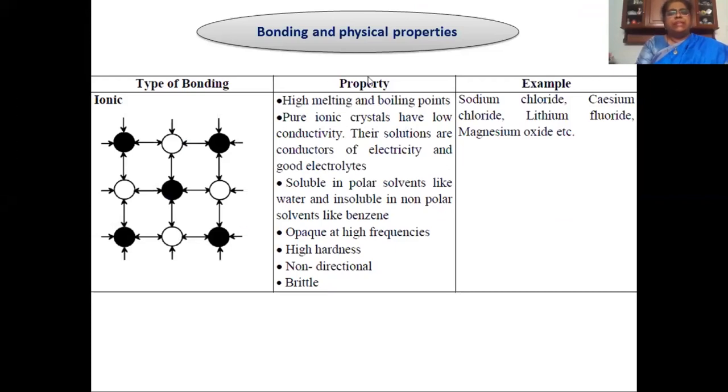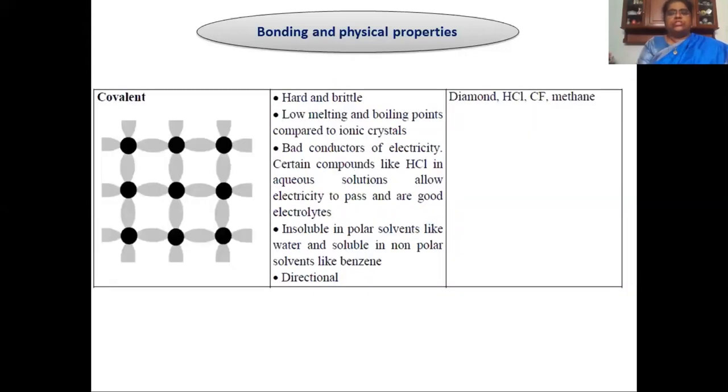As I've been telling you, if it is ionic, see some of the characteristic nature. It has high melting and boiling points. Pure ionic crystals have low conductivity, and they are soluble in polar solvents, so opaque at high frequencies, high hardness, non-directional in nature, brittle in nature. These are, by and large, some of the characteristic properties associated with the ionic bonded solids.